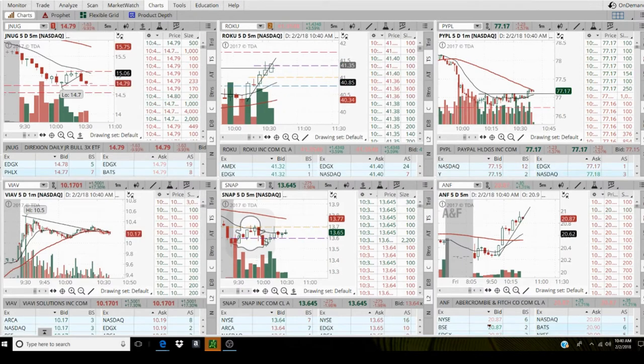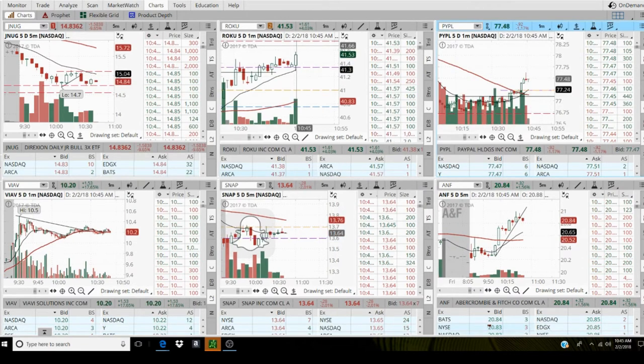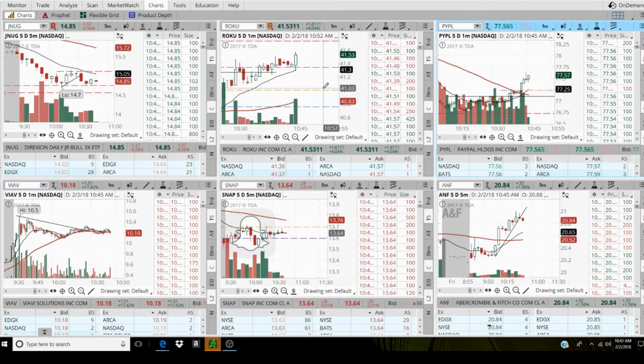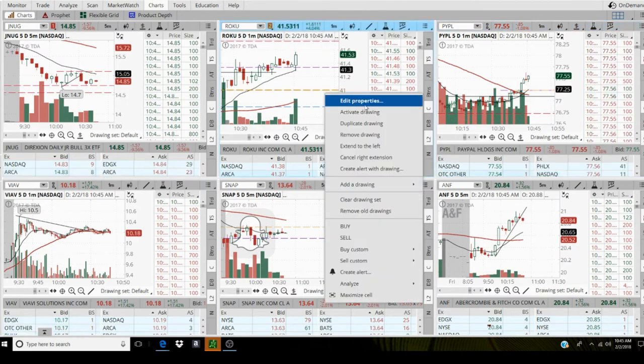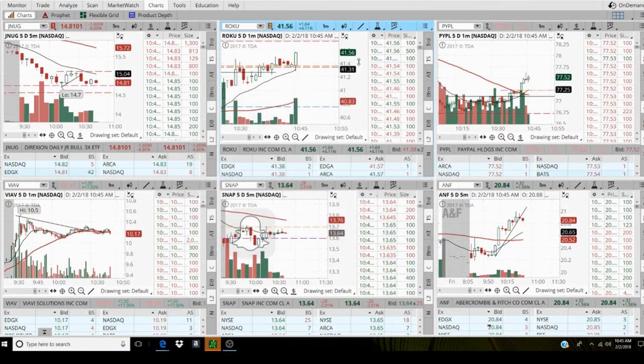So I'm still sitting in this Roku trade, waiting for it to take off. All right, Roku starting to push higher a little bit. I'm gonna sell 250 up here, 41.50. Now I move my stop up to break even. Let's see how far it can take me.